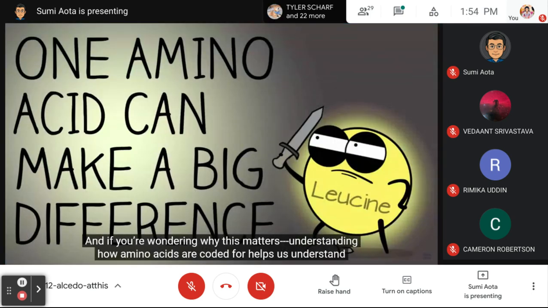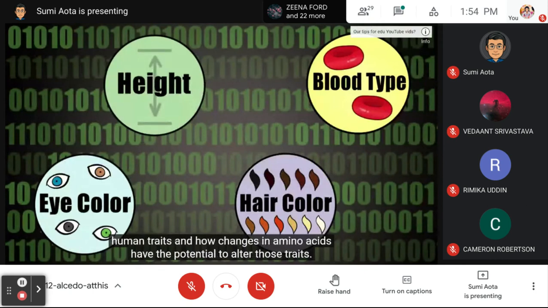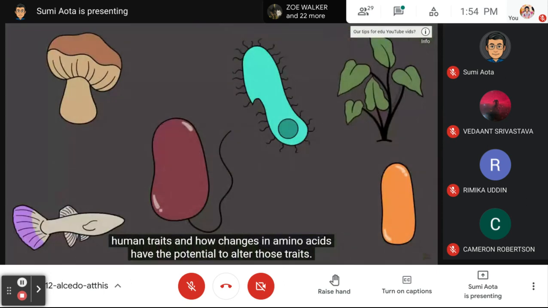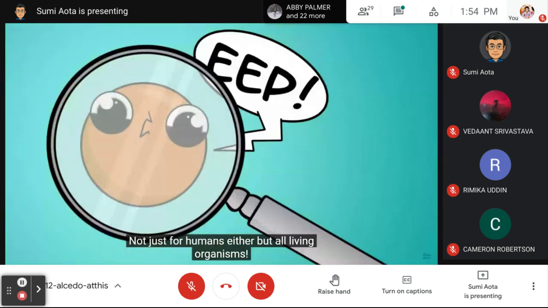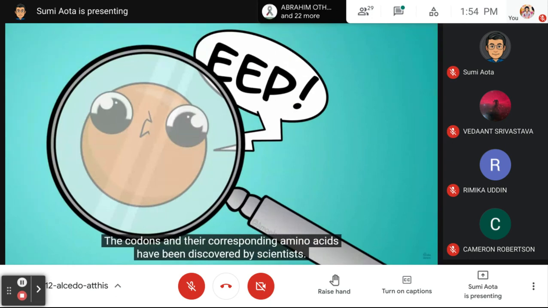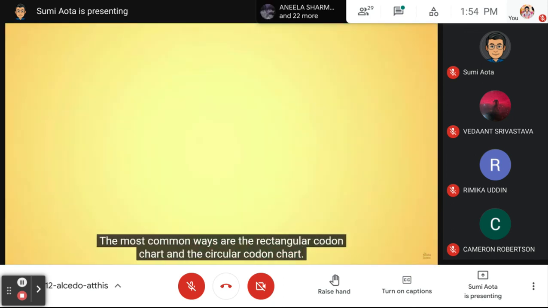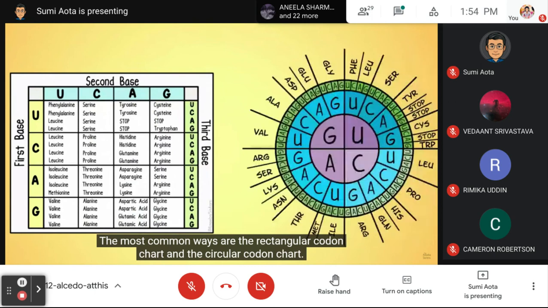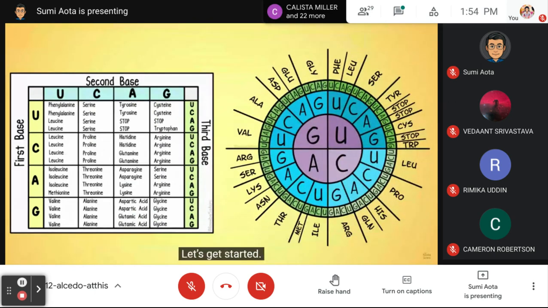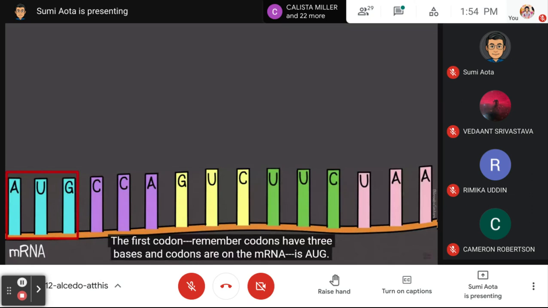And if you're wondering why this matters, understanding how amino acids are coded for helps us understand human traits and how changes in amino acids have the potential to alter those traits. Not just for humans either, but all living organisms. The codons and their corresponding amino acids have been discovered by scientists. There are many ways you can represent the information in a chart. The most common ways are the rectangular codon chart and the circular codon chart. Let's get started.